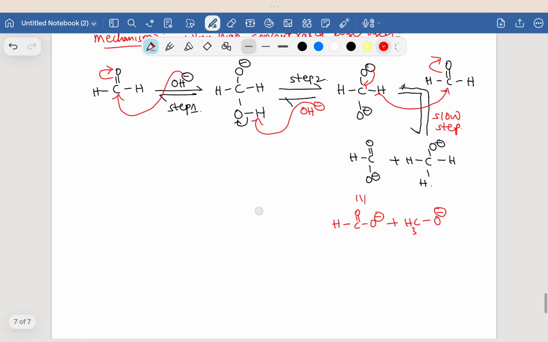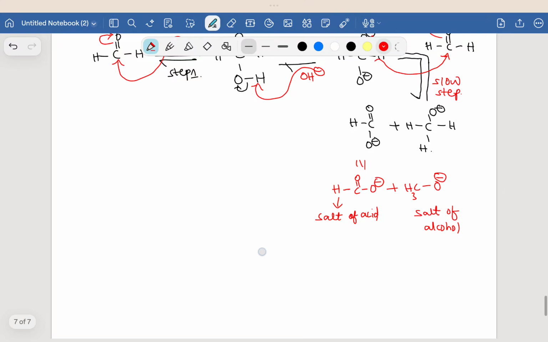It means in this reaction, this is the salt of an alcohol, and this one is the salt of an acid. Before, in mechanism 1, we saw only the salt of an acid, not the salt of an alcohol, but in this mechanism we are seeing the salt of an alcohol and the salt of an acid at the same time. Why? Because we used a highly concentrated base.